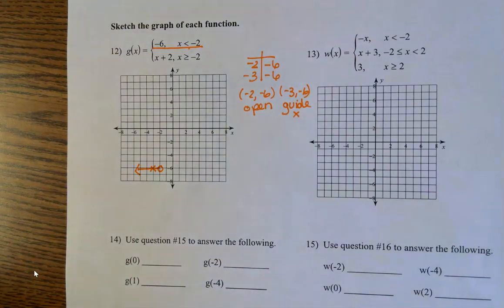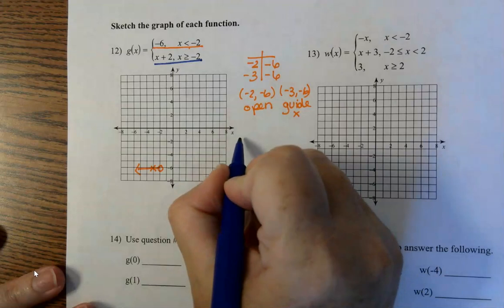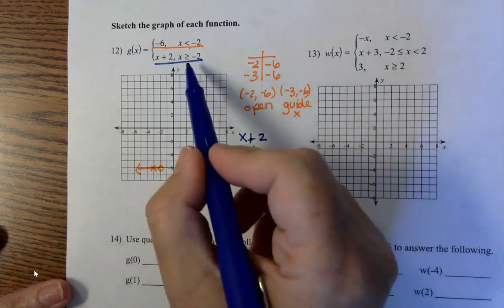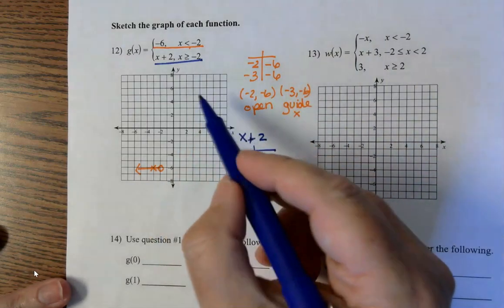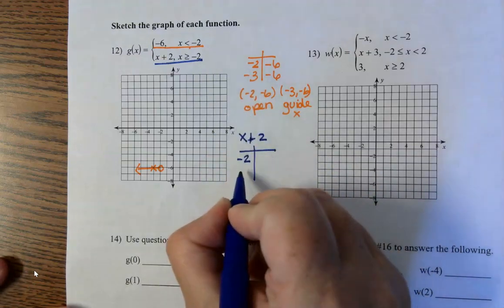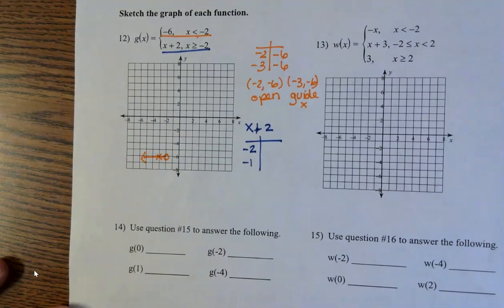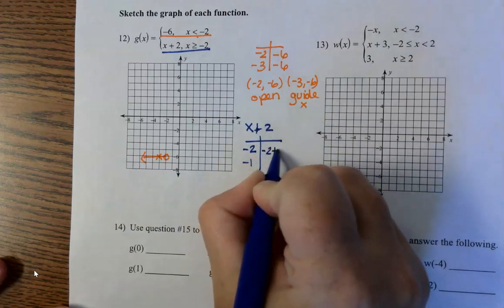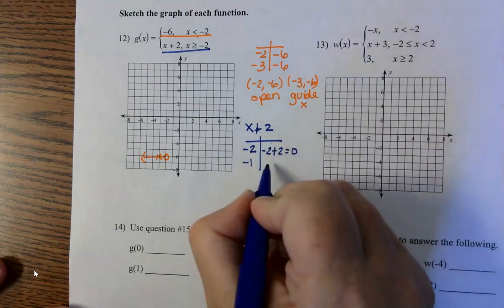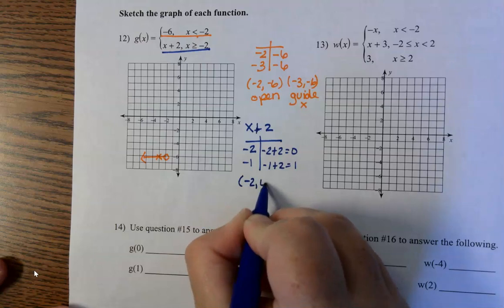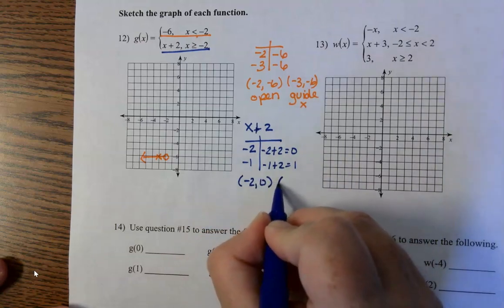Now we're going to repeat with the second equation. I'm going to do this one in blue. So x plus 2. I'm going to choose -2. Now I need another number that's going to be greater than -2. So -1. So plug -2 in, so -2 plus 2 is 0. -1 plus 2 is 1. So we have ordered pairs at -2, 0, -1, 1.